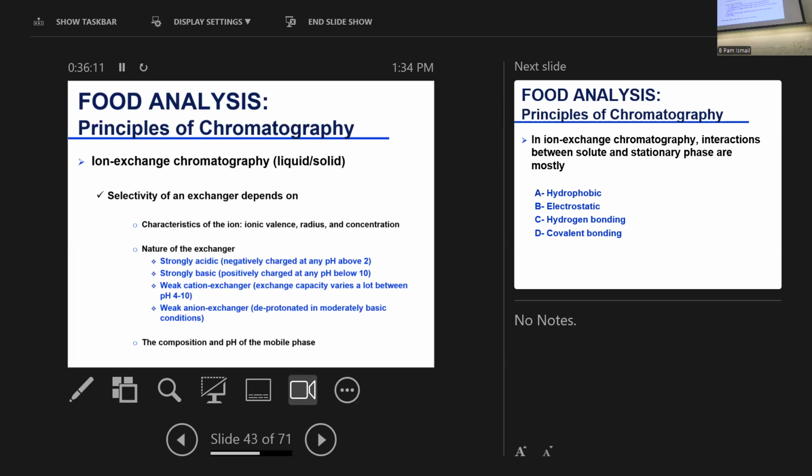You have closely related molecules like proteins, closely related in the charge they carry at a particular pH, then you need to choose either weak cation or weak anion. Why? Because then you can change the pH of your mobile phase and help with the separation of your components. So you choose your stationary phase based on the purpose. Now, when we cover HPLC, I'll give you examples of situations where you have to choose.